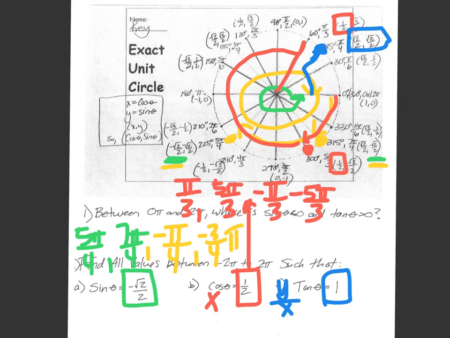As we continue on, the next one is not going to happen again until we hit here, which is negative square root of 2 over 2 divided by negative square root of 2 over 2. So in radian mode from 0 to 2 pi, the tangents equal 1 at pi over 4 and at 5 pi over 4.